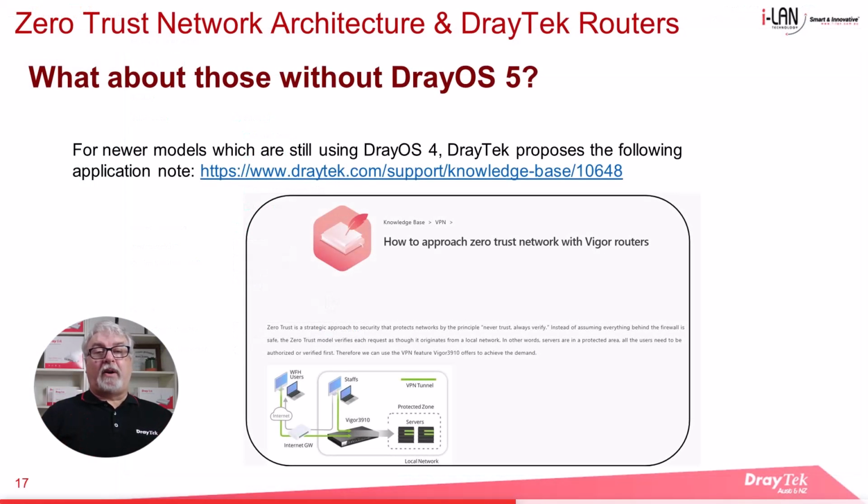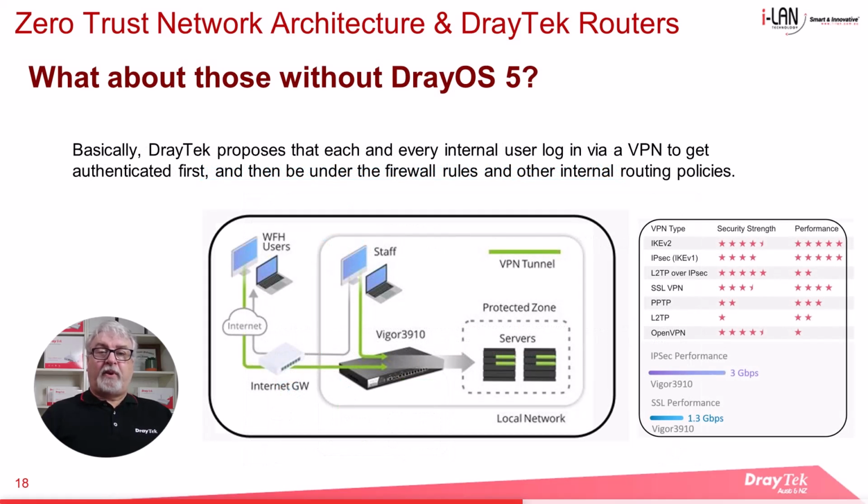Okay, but what if you have an older model router still using DrayOS version 4? For those, DrayTek have a few solutions which you'll find in knowledge base article number 10648. Basically, DrayTek proposes that each and every internal user log in via a VPN to get authenticated first, and then be under the firewall rules and other internal routing policies.